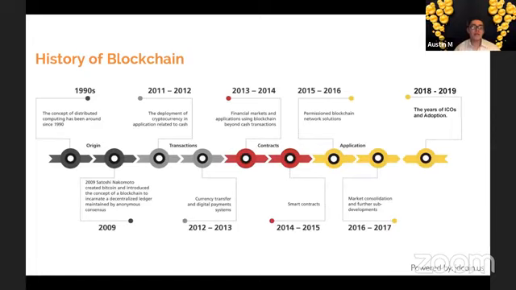So the concept of distributed computing has been around since the 1990s, when Stuart Haber and Scott Stornetta worked on the very first blockchain. So you can see, even before Bitcoin was created, it went all the way back to the 1990s. Distributed computing has been around since then.